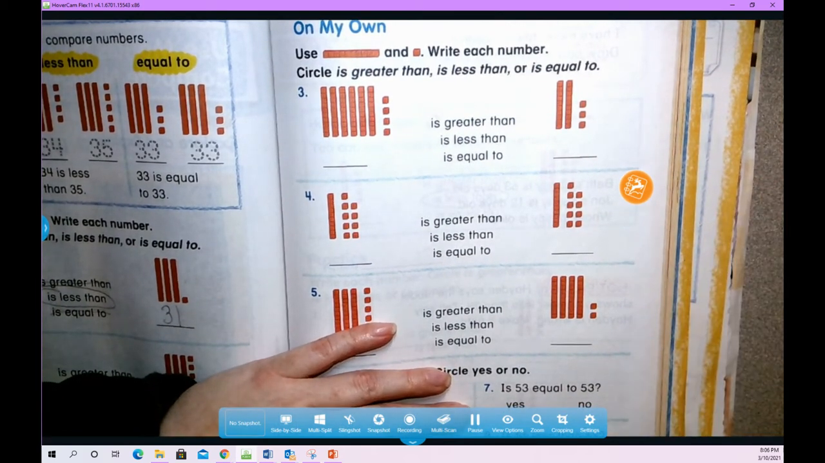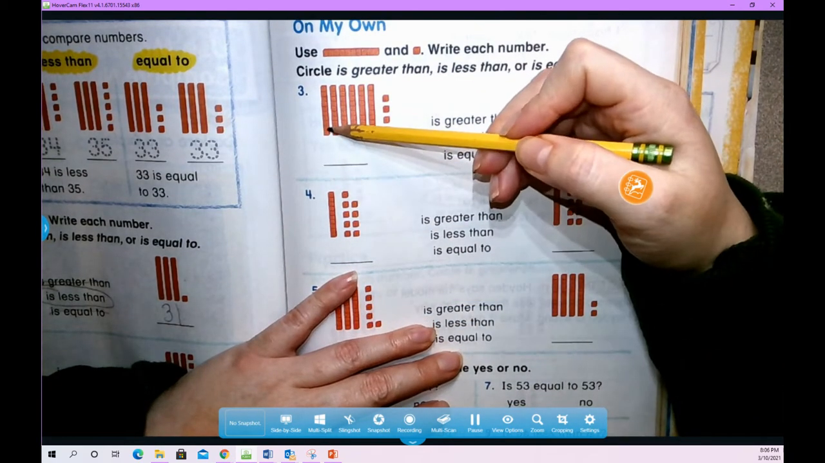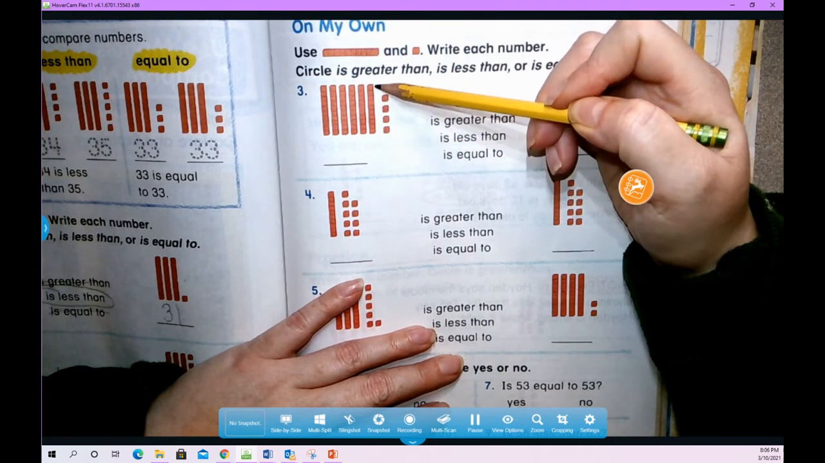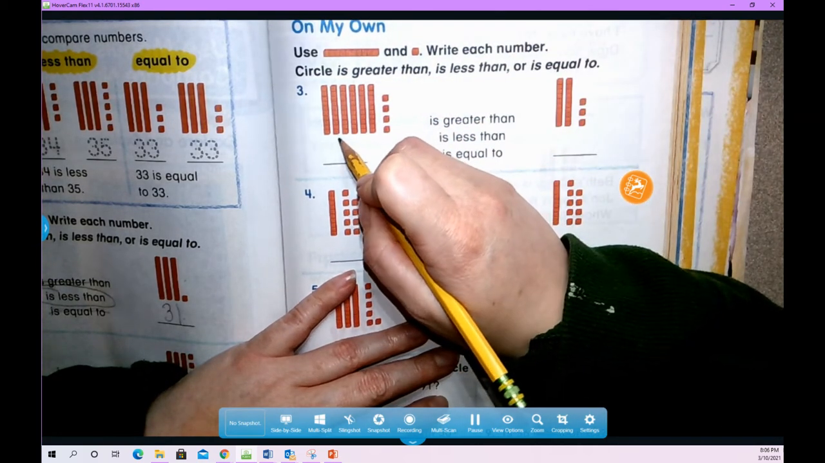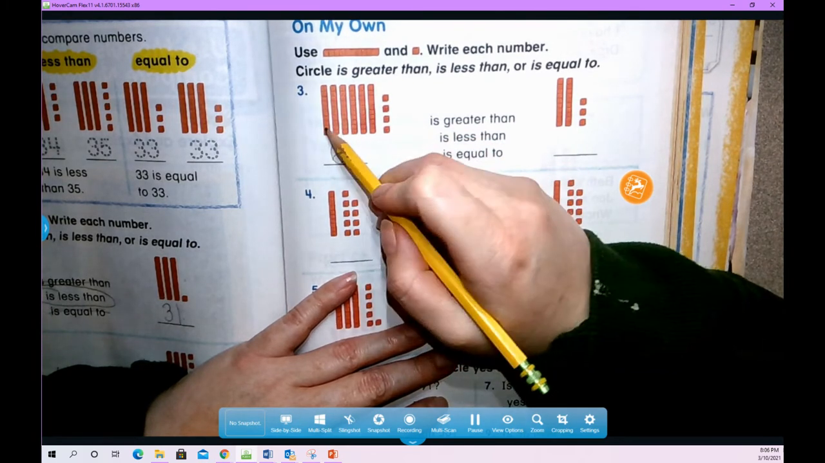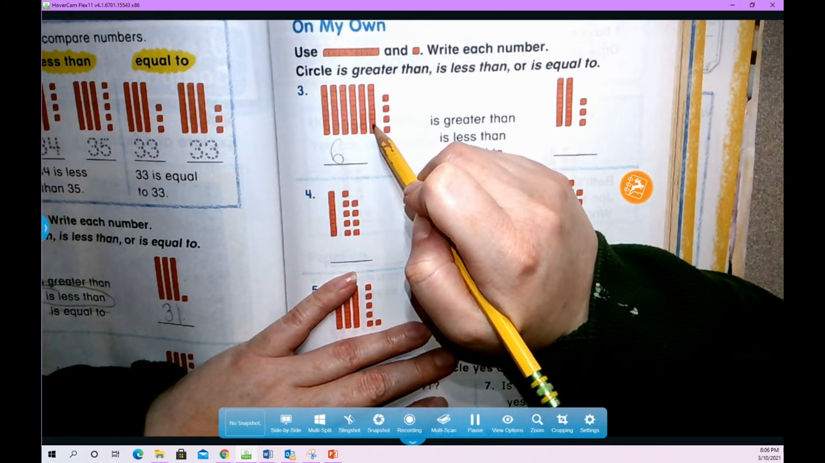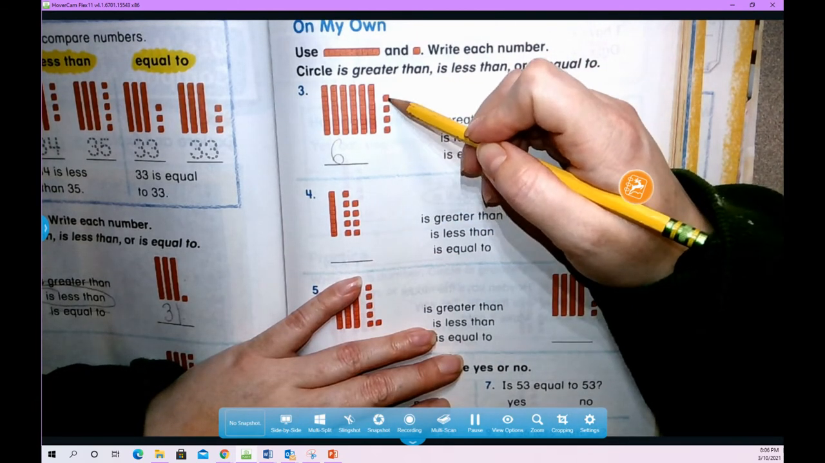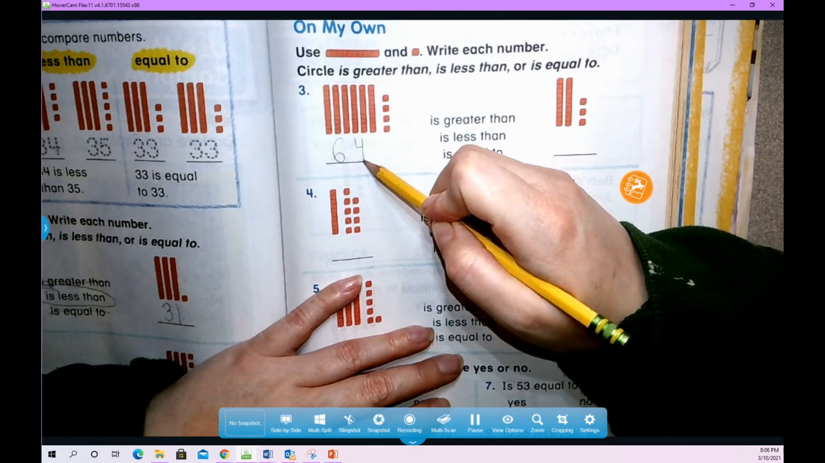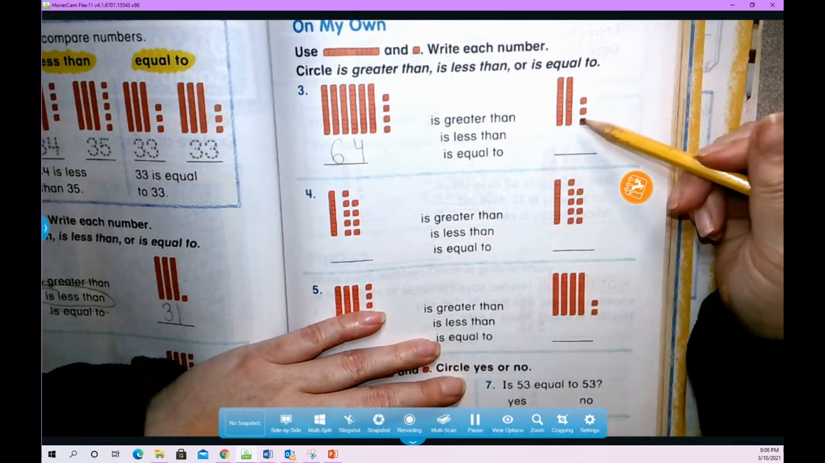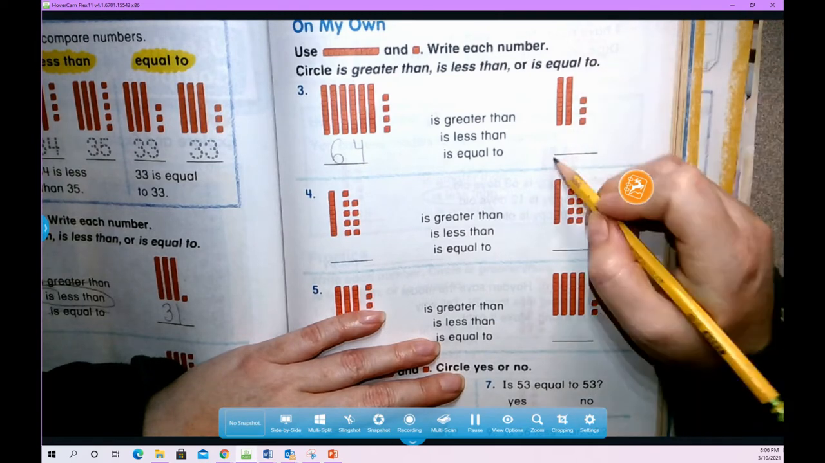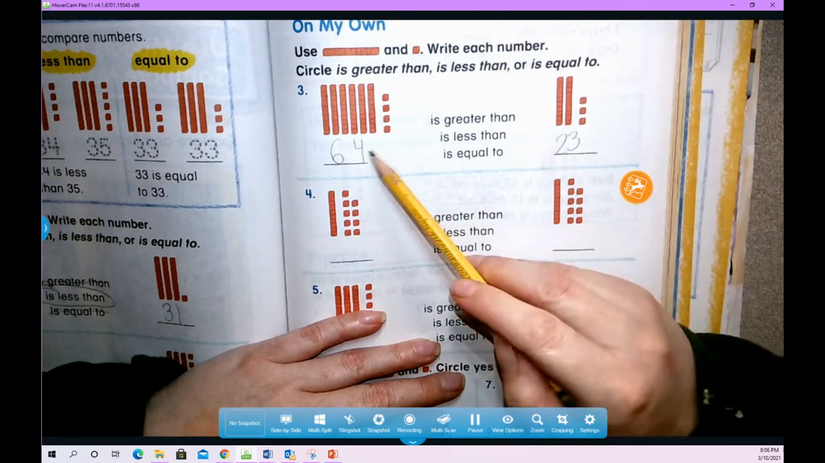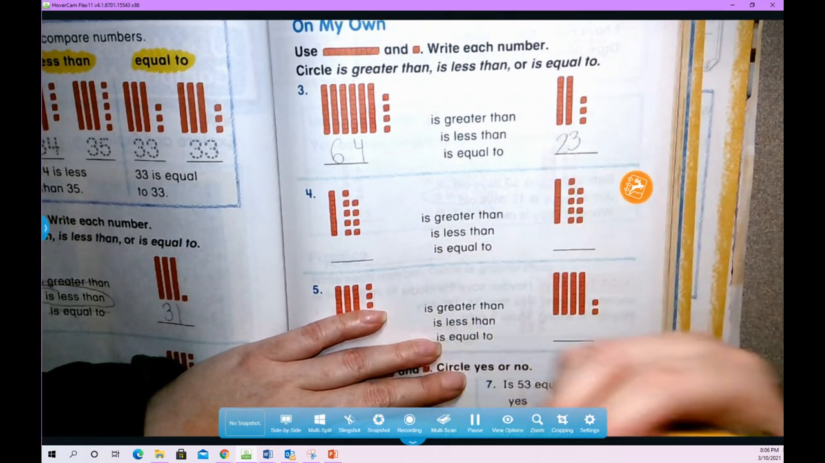Okay, you should be back now. Let's check our answer for number 3. So we have 1, 2, 3, 4, 5, 6 tens. So that makes 60. 10, 20, 30, 40, 50, 60. How many ones? 1, 2, 3, 4. 4 ones. Okay, now I'm going to find this number. I have 2 tens, and 1, 2, 3, 3 ones. So we have the number 64 and 23.